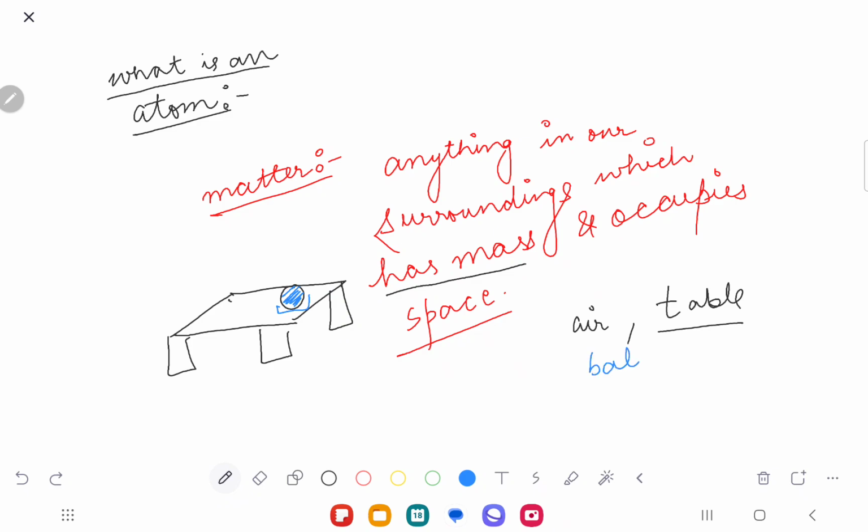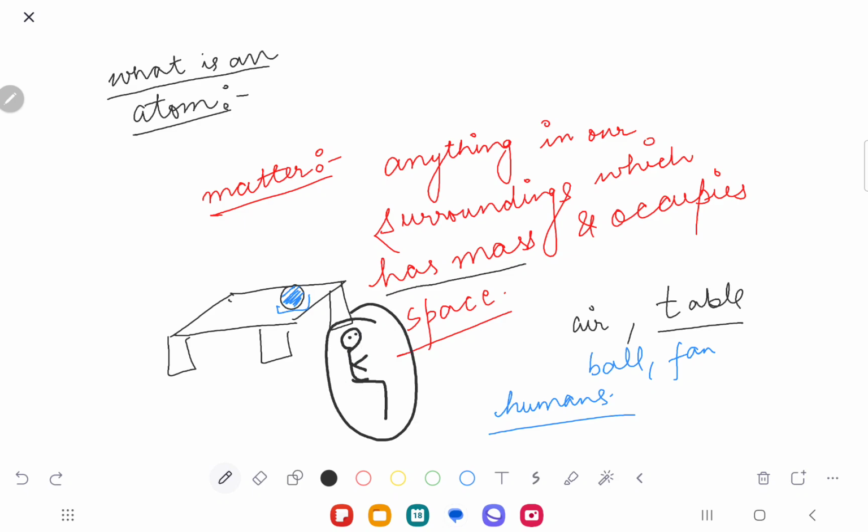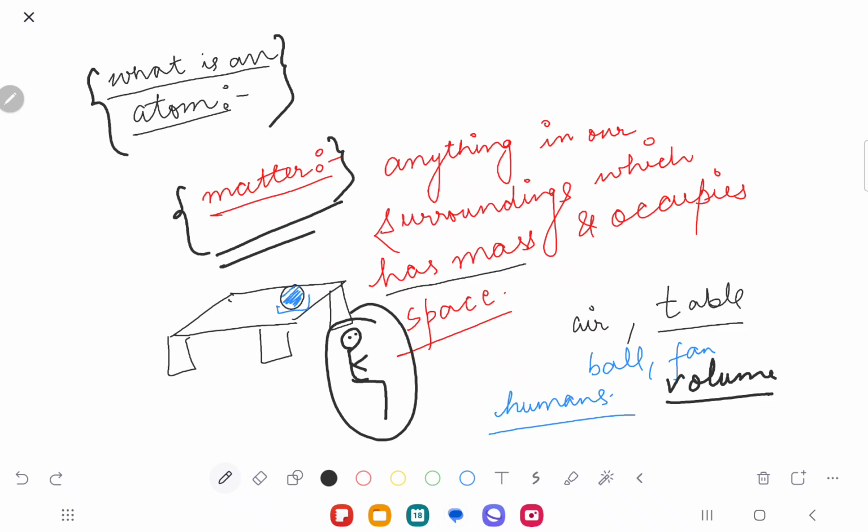So ball, fan, all humans, isn't it? What are humans? Humans occupy space, isn't it? If you are sitting, you're occupying certain space. If this person is sitting somewhere, this person is occupying a certain space, a certain volume. Hence we say it is matter. Do you understand my point? Any doubts in this?